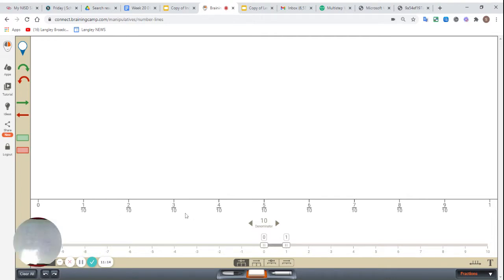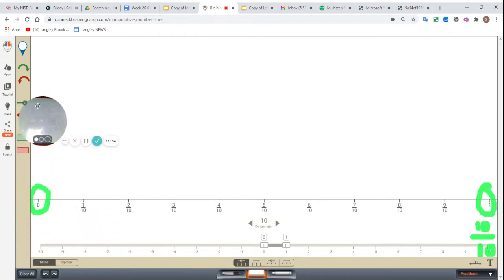Okay, so we're over here on Braining Camp. I have the number line set with a denominator of 10 because that's what we had on that problem. You can change this. If you haven't done the number line on Braining Camp, you can change this to however many parts you need. If you have a denominator of 8, you would change this to 8. But I'm going to move it back to 10. You see, my number line starts at 0, and it ends at 1, or 1 whole, which would be 10 over 10. Good.